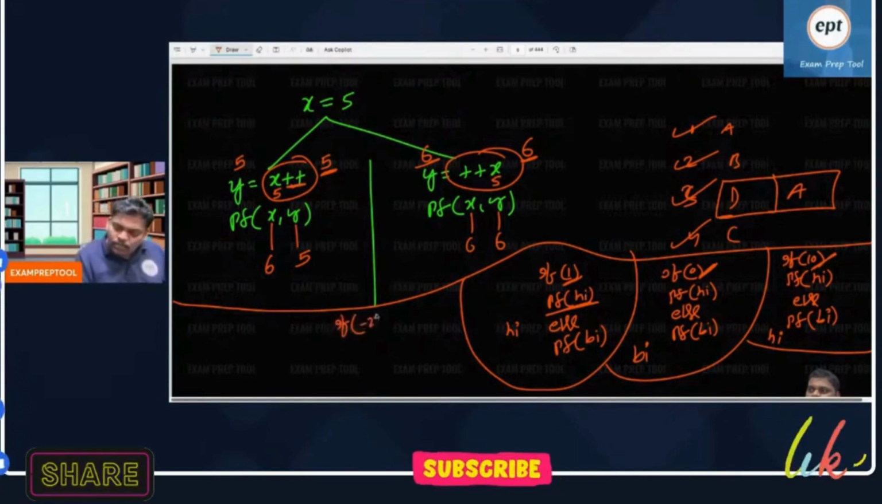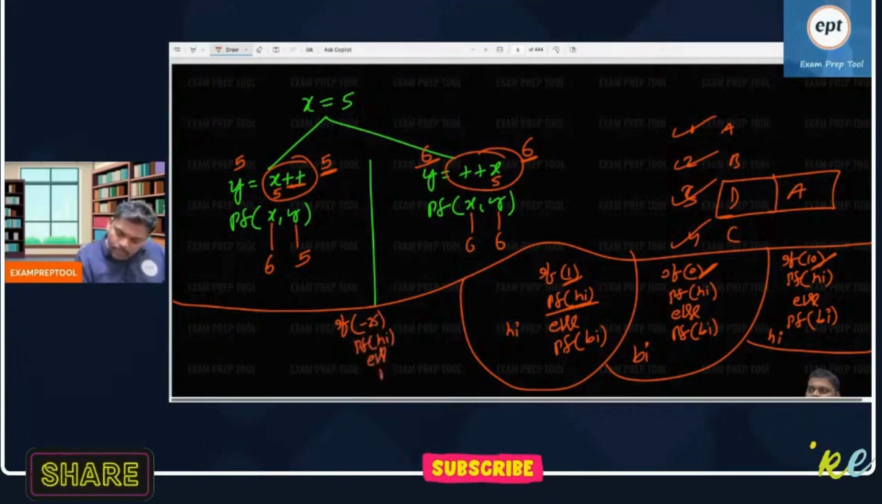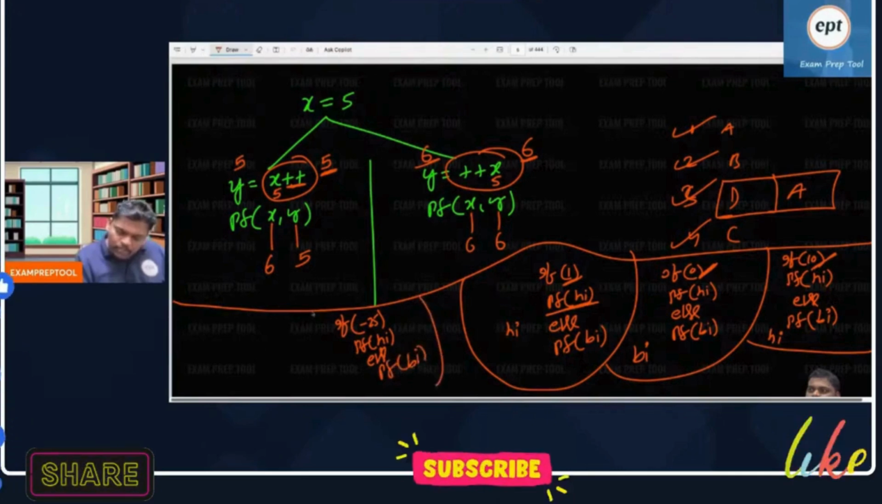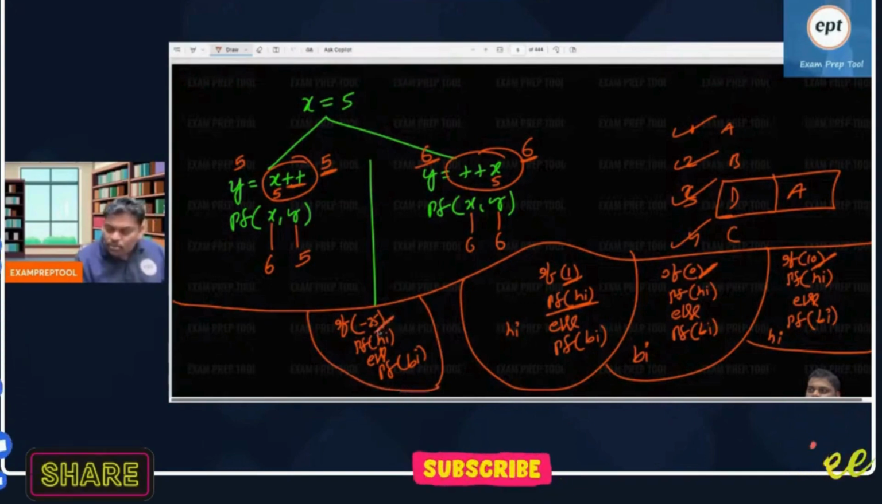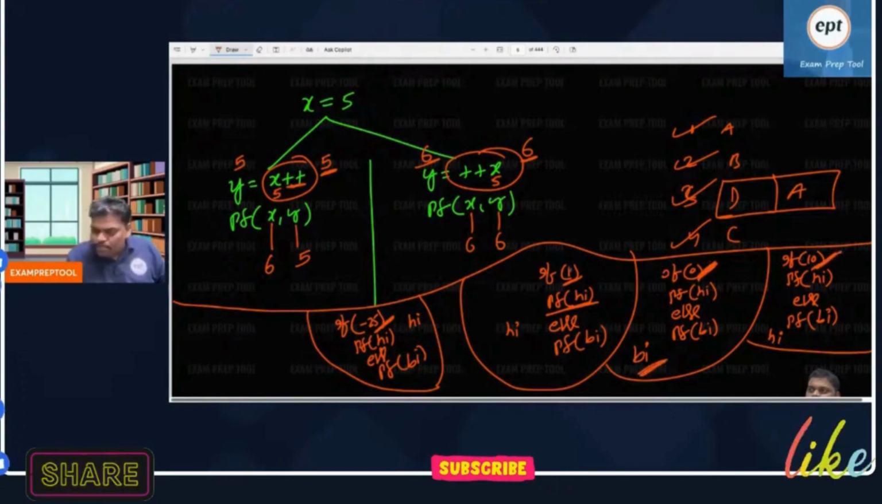If minus 25, print high, else print bye. If minus 25, remember, negative or positive doesn't matter. Is it 0 or non-zero? Non-zero means pass, so it prints high. 0 means fail. Non-zero passes. That's it.